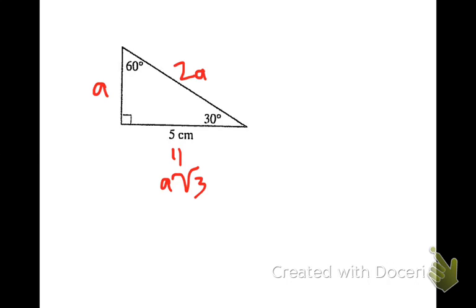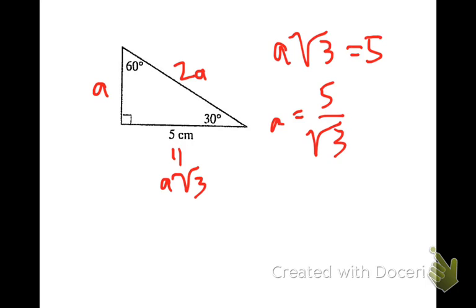The side across from the 60 is the one we know. It's 5. So we're going to say a radical 3 equals 5. So that means a equals 5 over radical 3. And 2a would equal 5 times 2, 10 over radical 3. Everybody get the idea? Any questions?